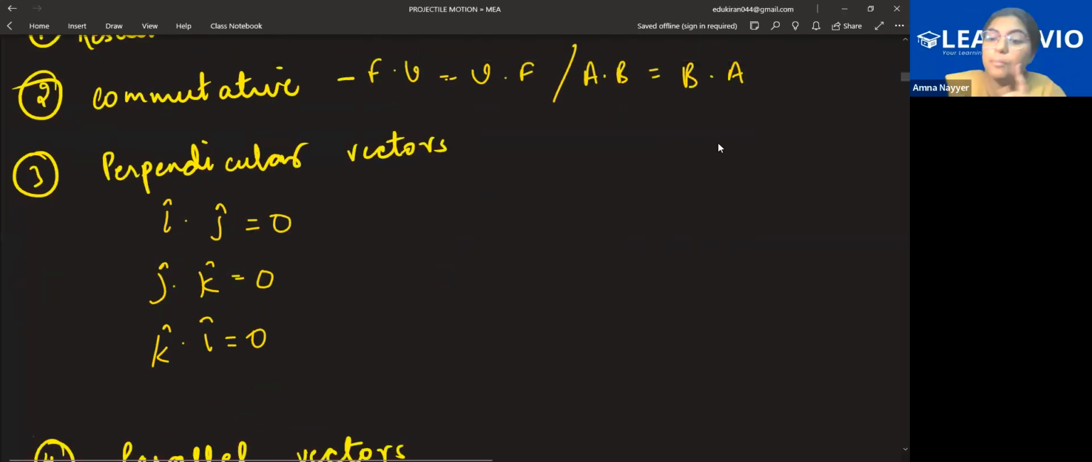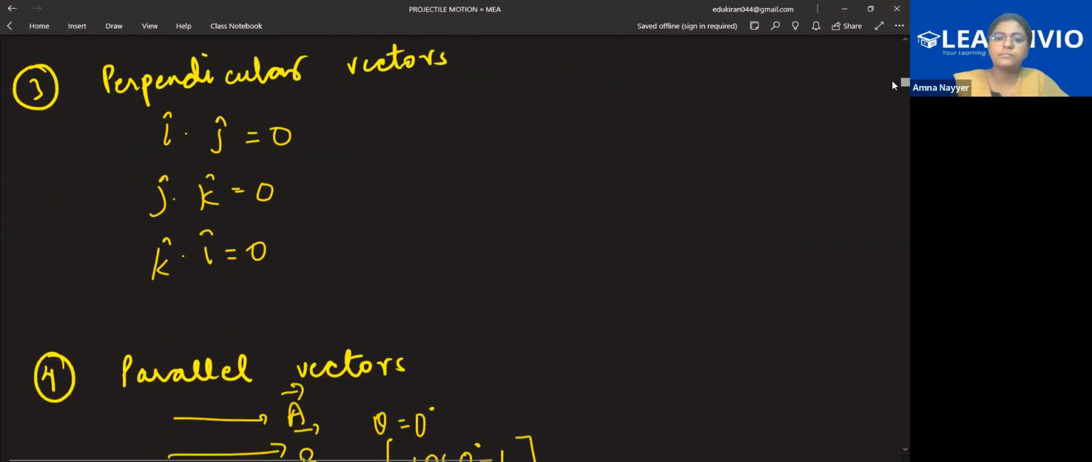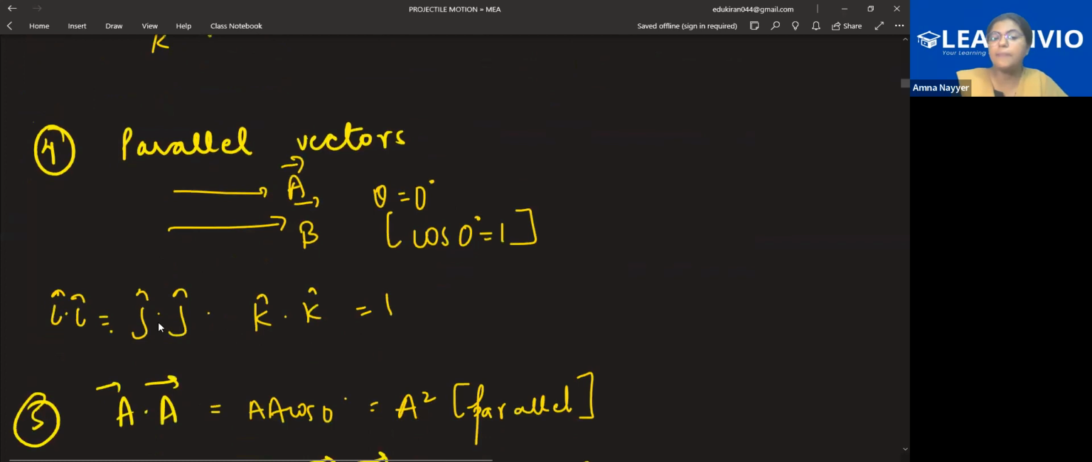But what about the parallel vectors? Parallel means, see, is i cap parallel to the x axis? Yes, i cap is on the x axis only. So obviously it will be parallel to it. It means i cap dot i cap. If you multiply the same vectors, that is i cap dot i cap, j cap dot j cap, k cap dot k cap.